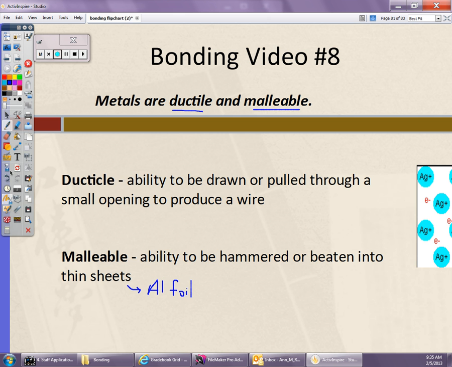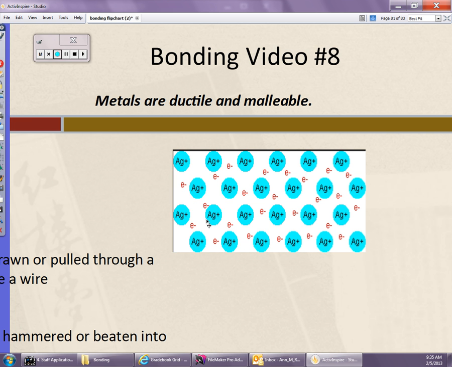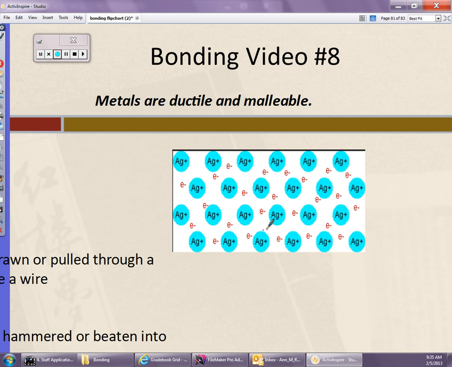Now, why does this happen? In order to make these into small, thin sheets, you need to push down on it, pound it, hammer it, so that the silver ions squeeze in between other silver ions. Now, this cannot happen for ionic compounds, because when the positives get side by side, they're going to repel.